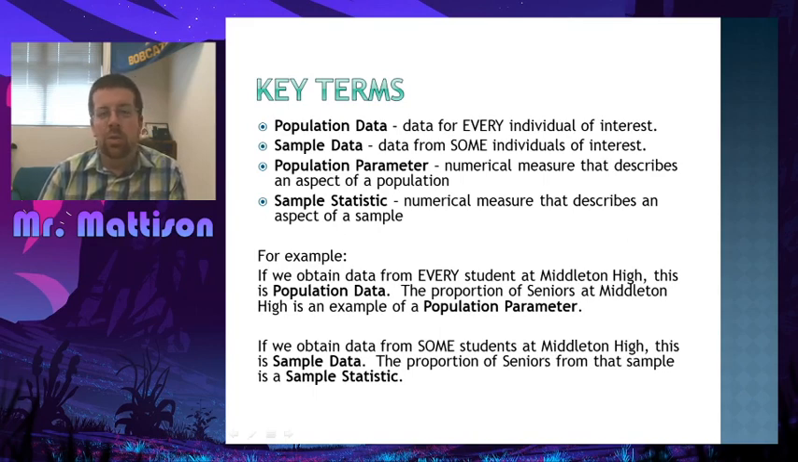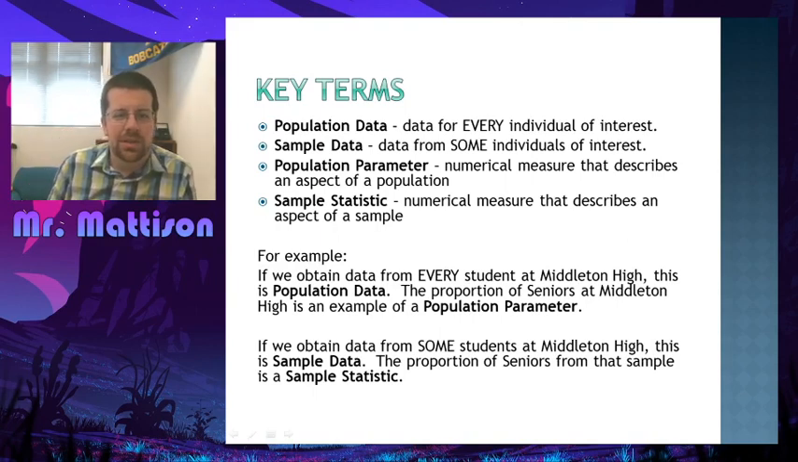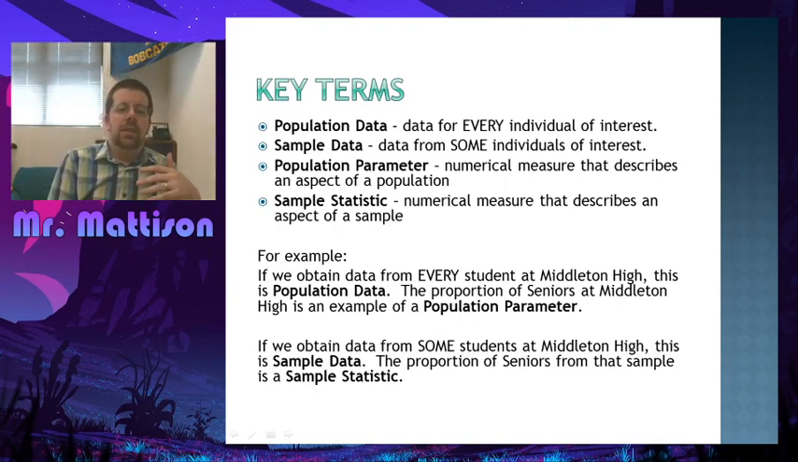Now that's when we get data from some of those people in that population, and we use that to estimate or infer what is true about the entirety of the population. That's one of the main cruxes of statistics for us. So those are very closely related to what's called a parameter and a statistic.